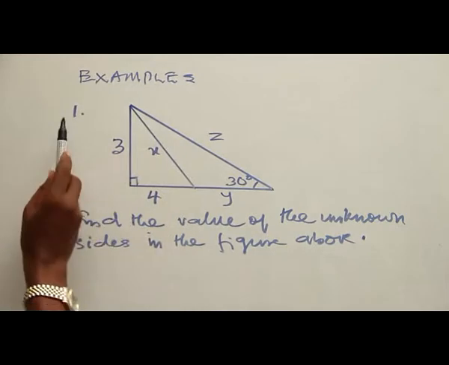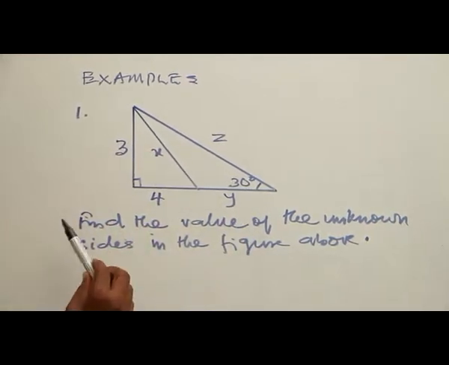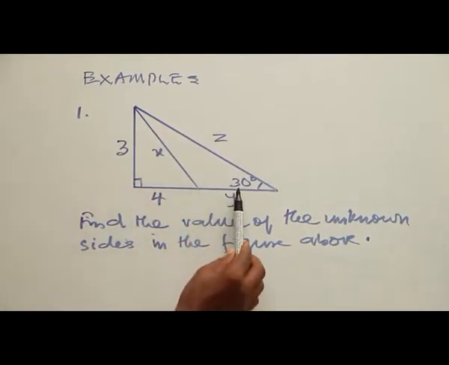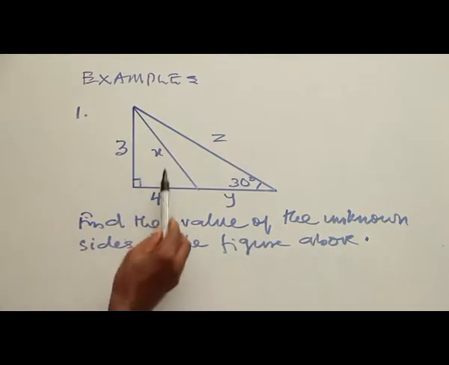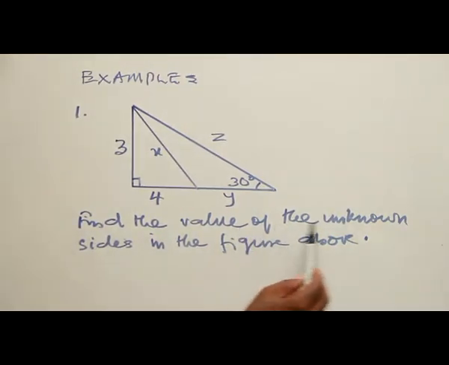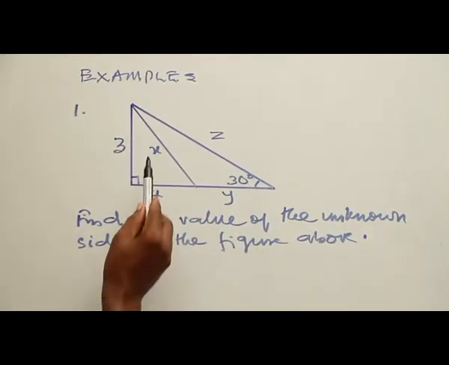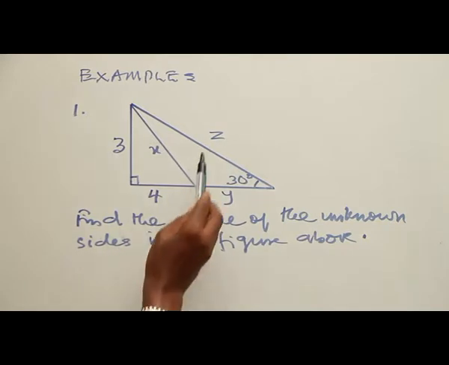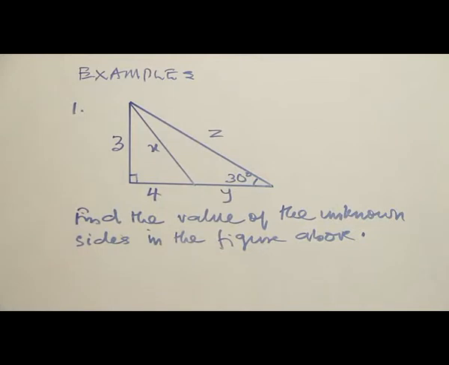Examples. Number 1. Here is a diagram describing a triangle, and you have the dimensions of the triangle indicated. As you can see, we are required to find the value of the unknown sides in the figure above. What are the unknown sides? S, Z, and Y, or S, Y, Z.